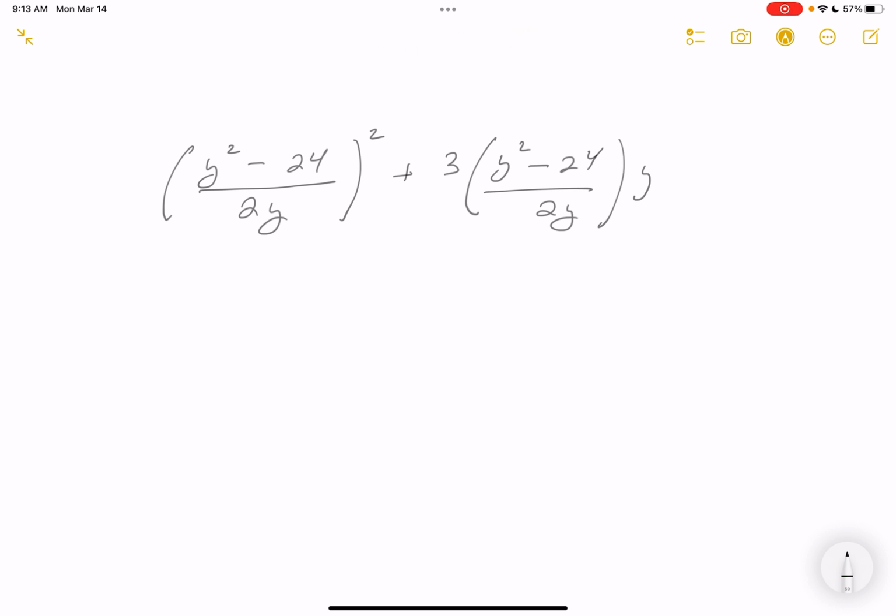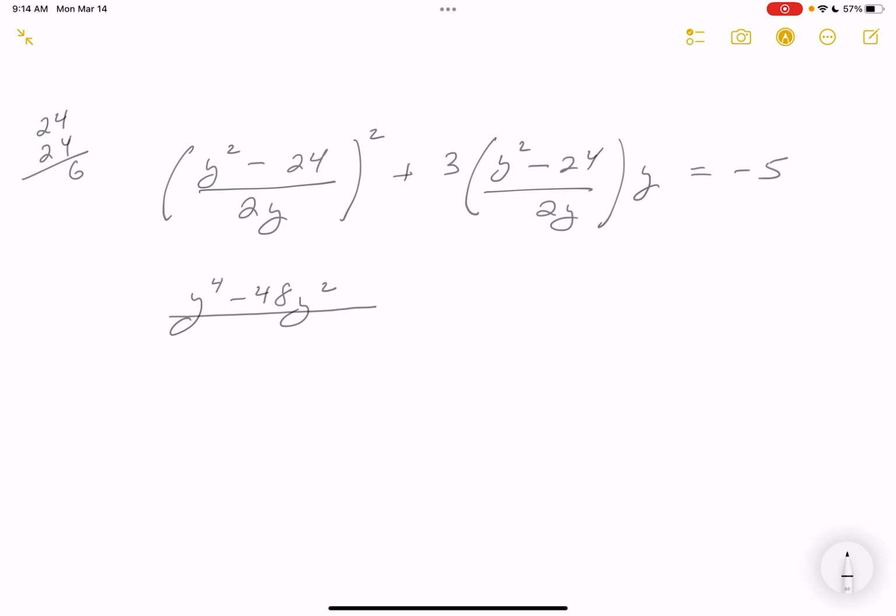I'm going to do that simplification, and that's going to be y squared minus 24 over 2y, quantity squared, and then what do you have here? Plus 3. I'm just copying, by the way, y squared minus 24 over 2y, times y, and that equals minus 5. All right, now someone says, what would you do here? Well, I'm going to start to square it. All right, so if I do that, what do you get on top? You get y to the fourth, and you get minus 24 times 2, which is minus 48 y squared. And now you've got to do 24 squared, right?